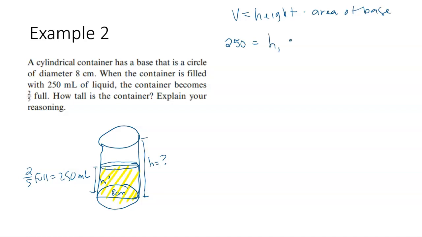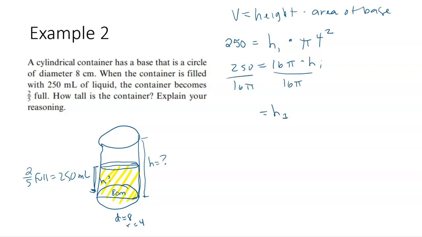But we do know the area of this base. Remember that the area of a circle is pi r squared, and if the diameter is 8, then the radius is 4. So it's going to be pi 4 squared. So that's 250 equals 16 pi times that unknown height, and we're just talking about this little height right here. And if I divide both sides by 16 pi, I get that this height is about 4.97.